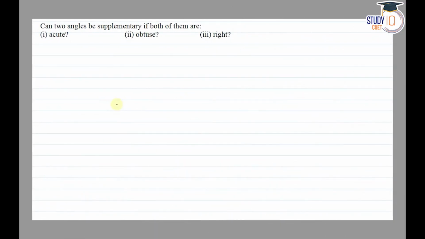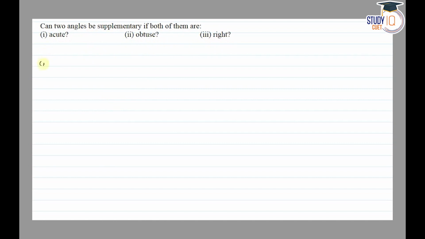Hello everyone. This question appears in class 7th NCERT chapter of lines and angles. This is 7th question of its exercise 5.1. So the question says that can two angles be supplementary if both of them are acute, obtuse and right?